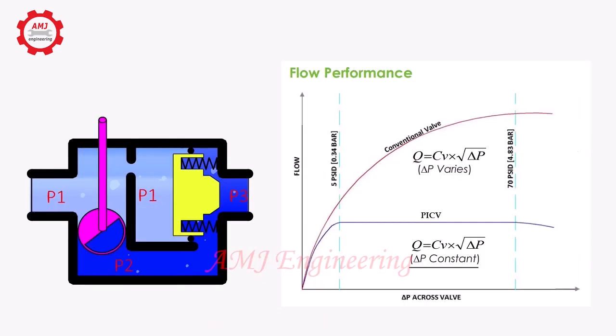Finally, we have to know that in order for the PICV to operate as intended, a minimum delta P defined by the valve manufacturer should always be available across it.